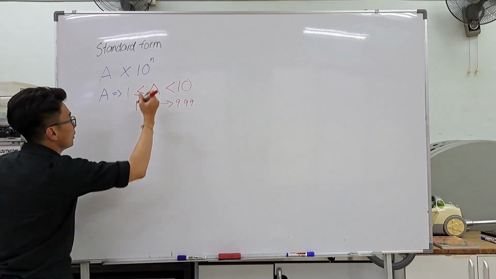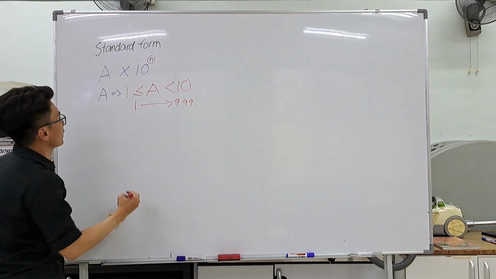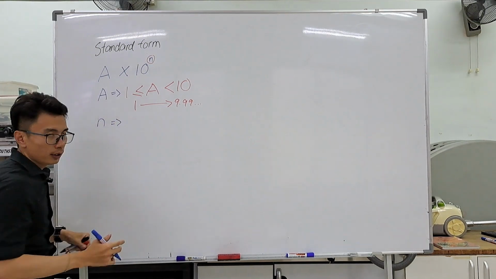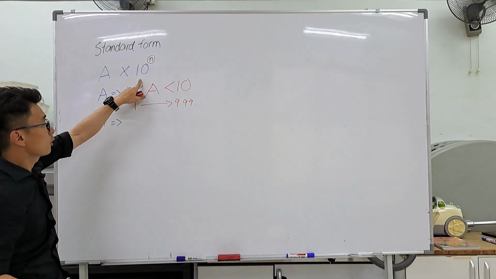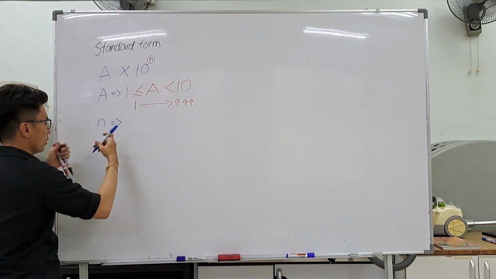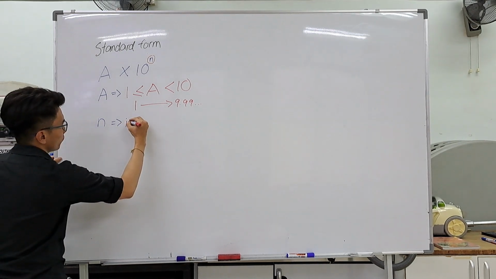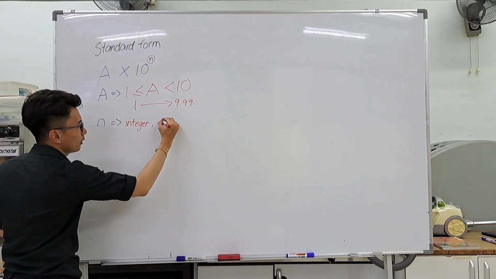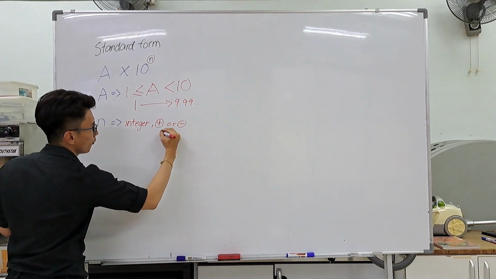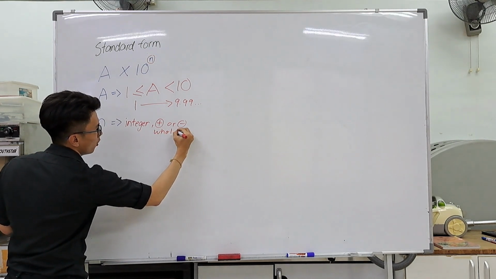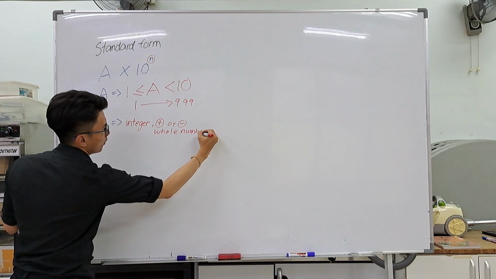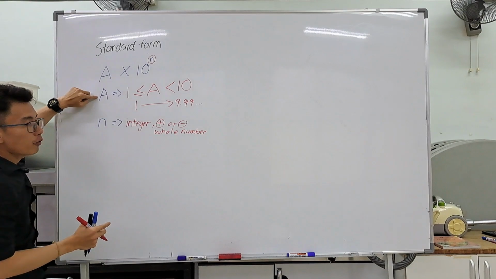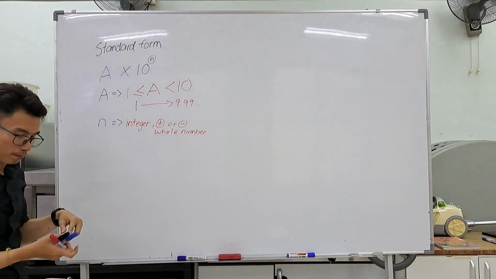Now what about this n over here? What does this n represent? This n represents a power, like 10 to the power of something. This power is going to be an integer. When we talk about integers, it is positive or negative whole numbers. So that is what standard form is: this is the format, this is what A represents, and that is what n represents.